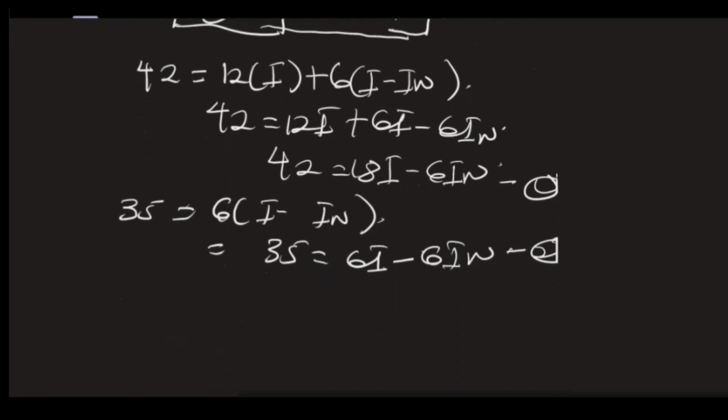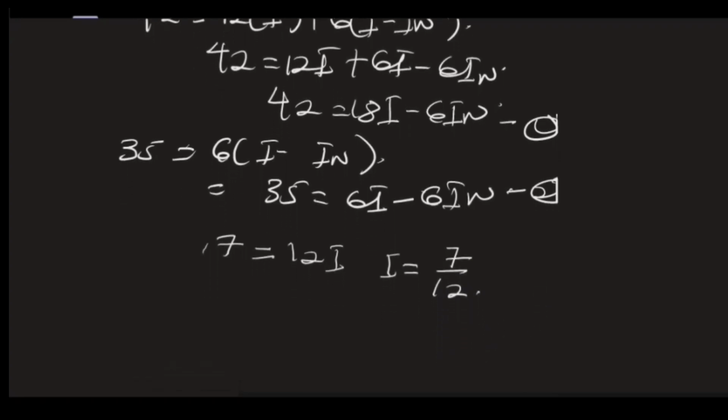If I solve these equations, I have 6IN, I have 6IN, right? When I subtract this equation from this, I'm going to get what? 42 minus 35 is 7. So 7 will be equal to, when I subtract, this will go away, and I'll get 18 minus 6, and that will give me 12I, right? So when I get 12I, I'm going to get my I to be equal to 7 over 12.